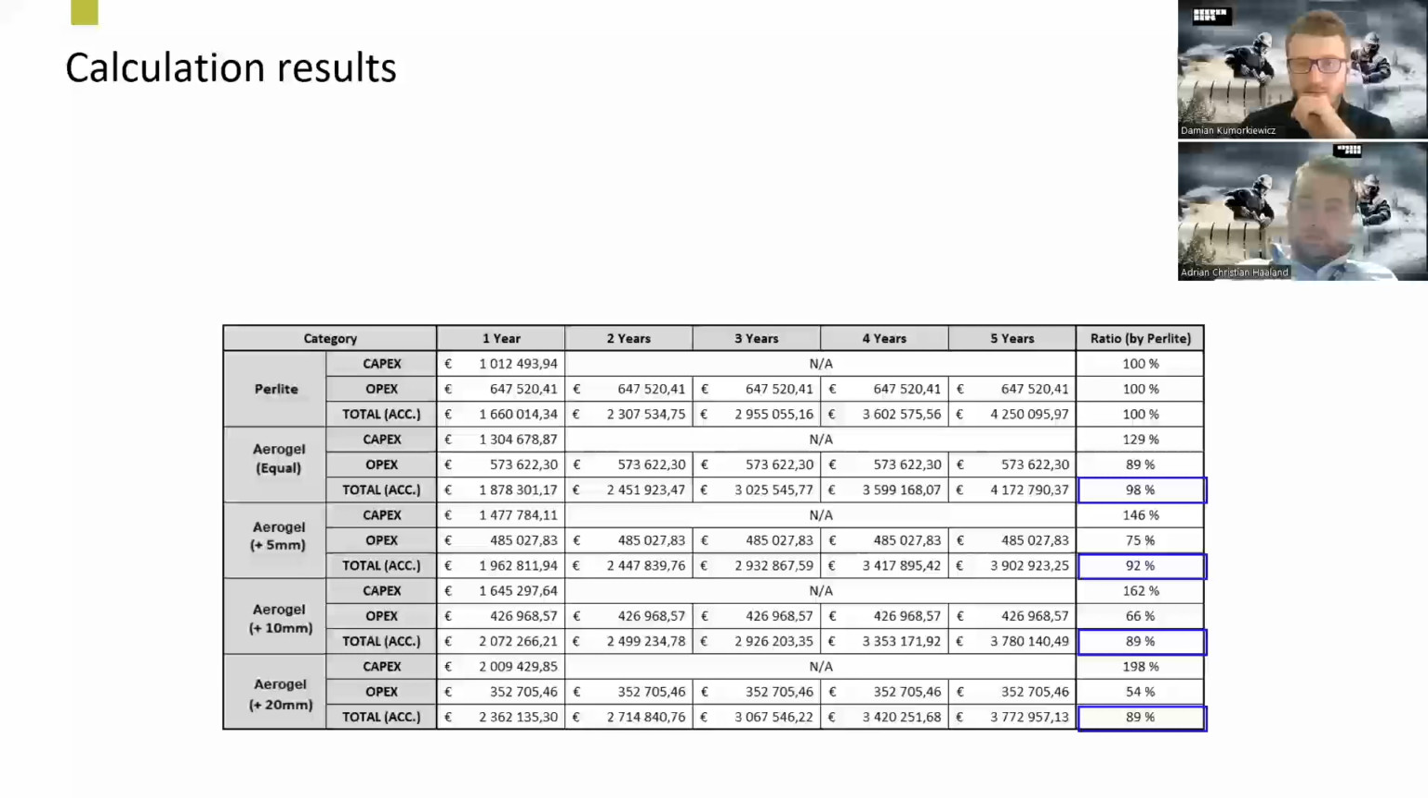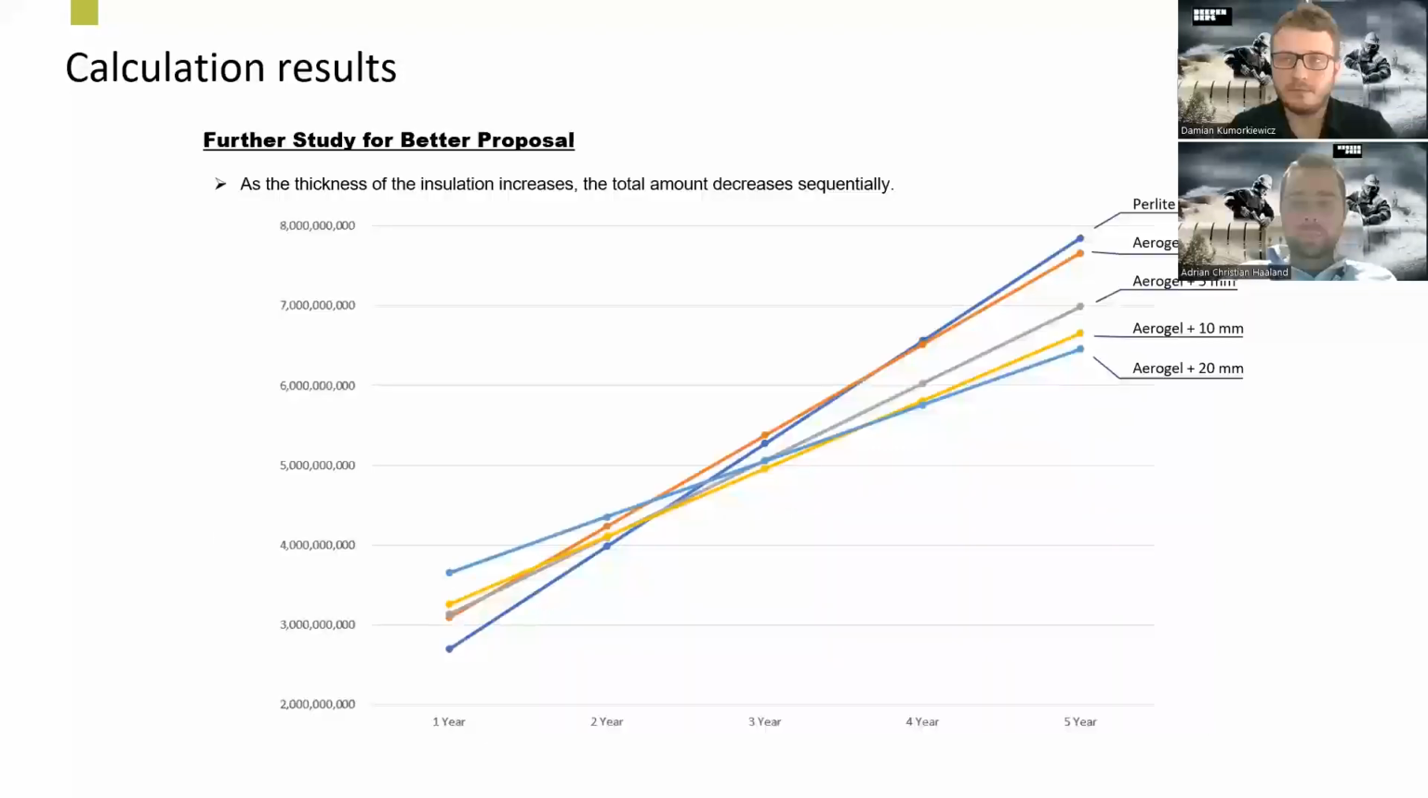And we look on the 5-year lifetime, what will be the operating expenditure and what will be the capex up front. And in total, what will be the cheapest. We plot this out so you can see the development over time.